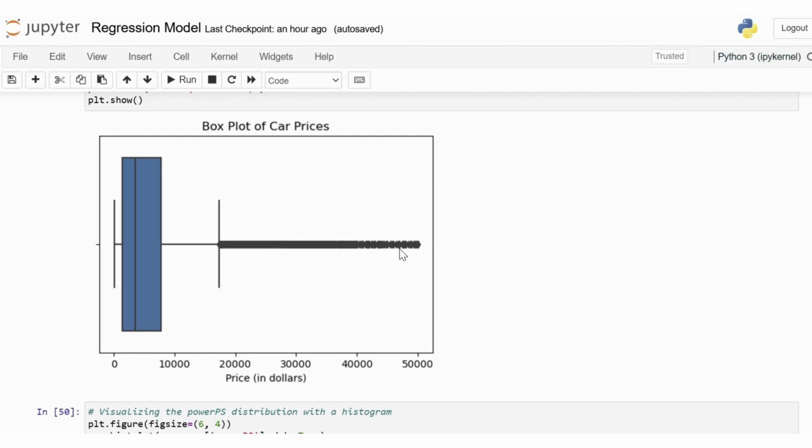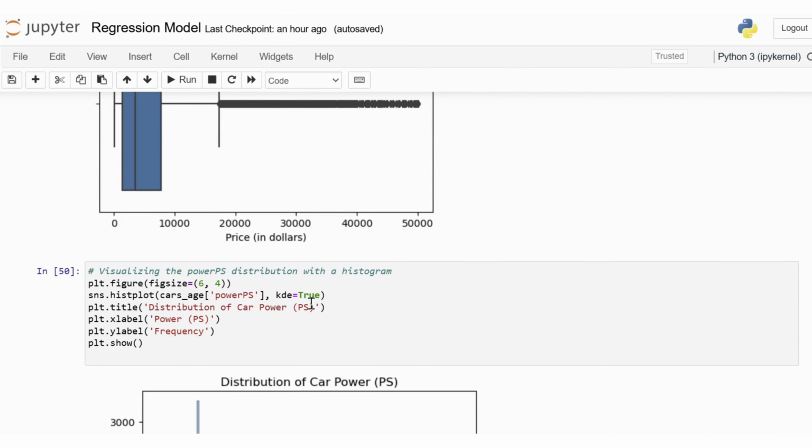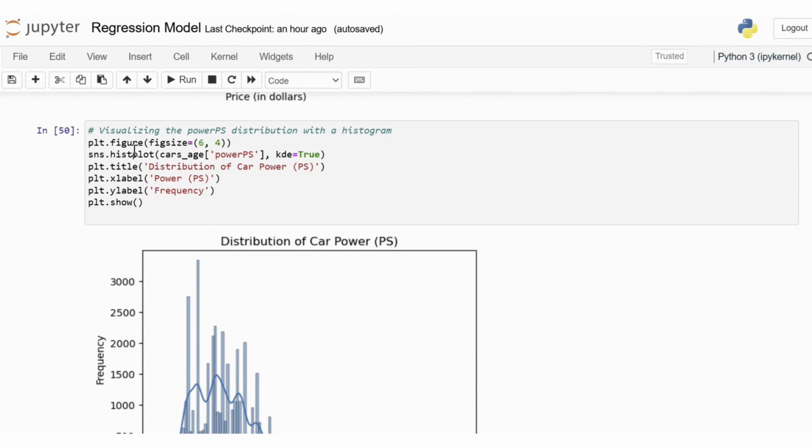These visualizations help us better understand the distribution of the price variable in our dataset. Despite the presence of some extreme values, we can now see a more detailed and informative distribution, assisting in further analysis and model building. Next, let's visualize the power variable. We'll start by creating a histogram to see the distribution of power.